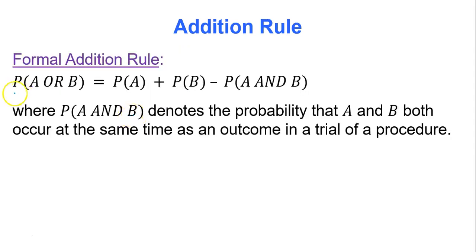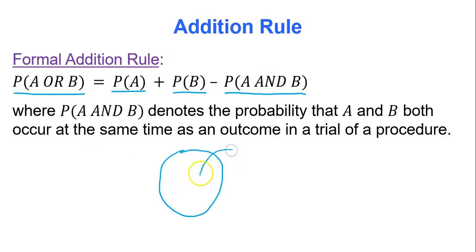The formal addition rule states to calculate the probability of A or B, you take the probability of A, you add the probability of B, and you subtract the probability of A and B occurring at the same time, that overlap. The reason why this is important is because think about a Venn diagram that has some overlap in the middle. You have outcomes A on the left circle and outcomes B on the right circle.